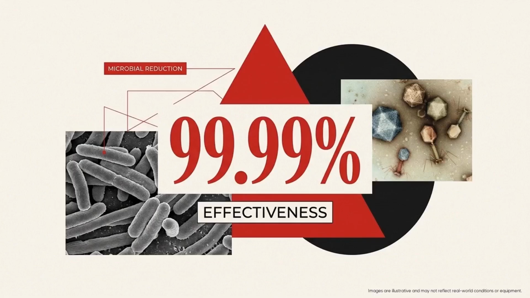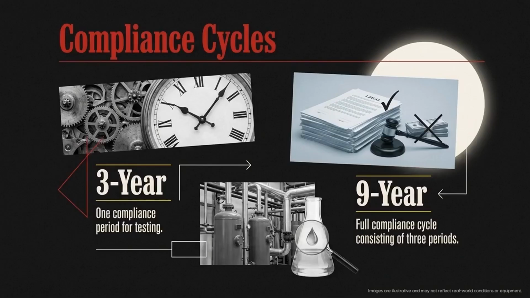It practically has to be sterile. And they can't just test this stuff whenever they feel like it. It's not random. They operate on these highly structured, mandatory compliance timelines. The whole rhythm of the regulation runs on a 9-year cycle, broken down into strict 3-year periods. Facility managers literally have to track their sampling schedules against these exact periods, or they face some really severe penalties.